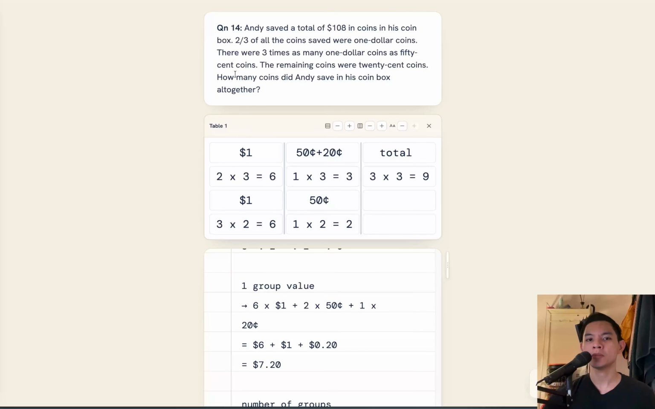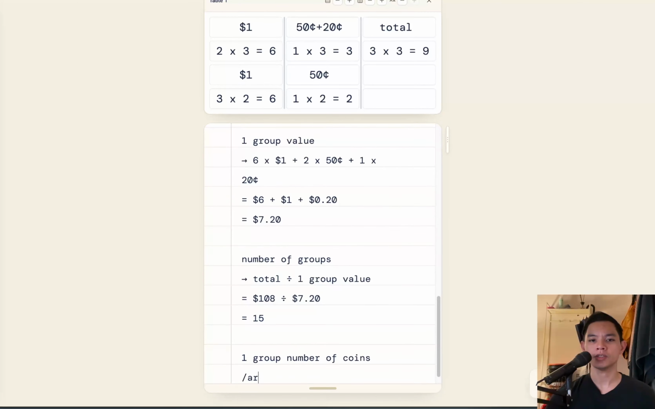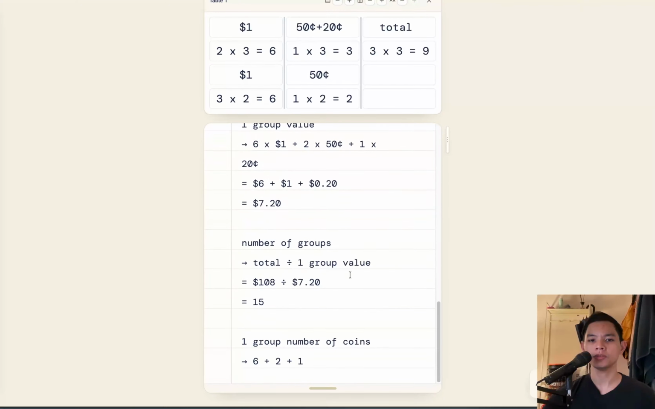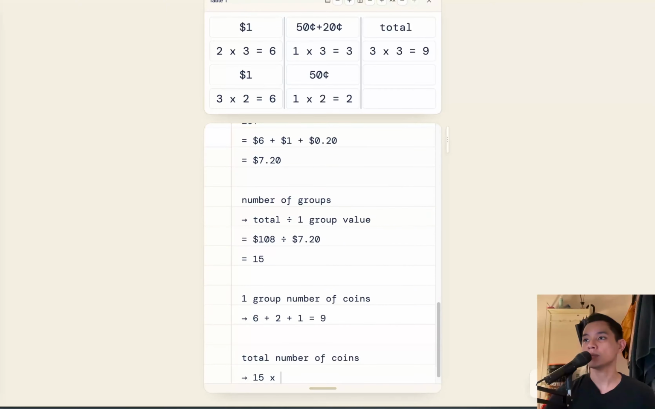So from the question, how many coins did Andy save in his coin box? One group number of coins is equal to 6 plus 2 plus 1 according to the ratio, which will be 9. Then the total number of coins would be 15 times 9, and this will be equal to 135. There you go. That's the answer, 135.